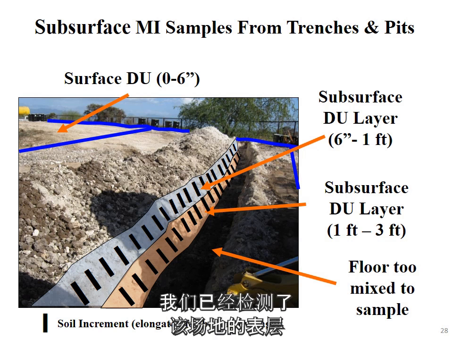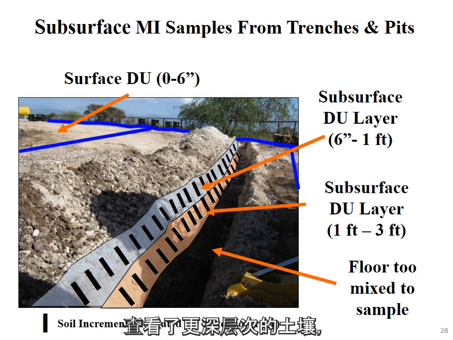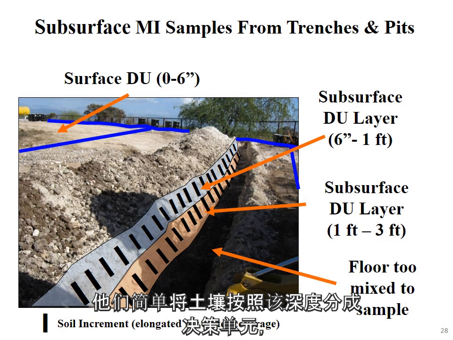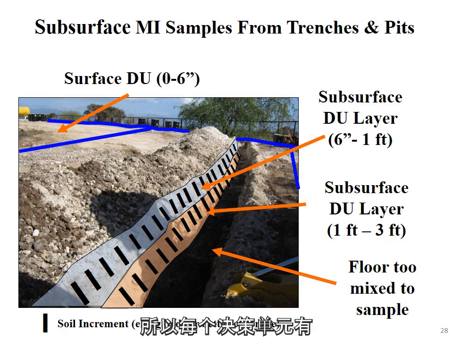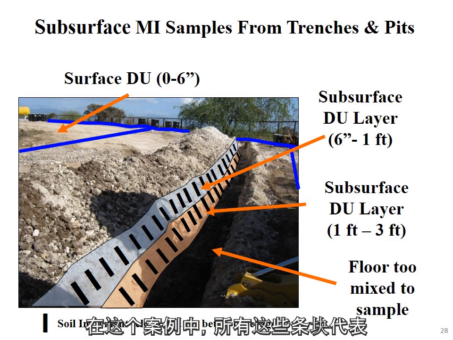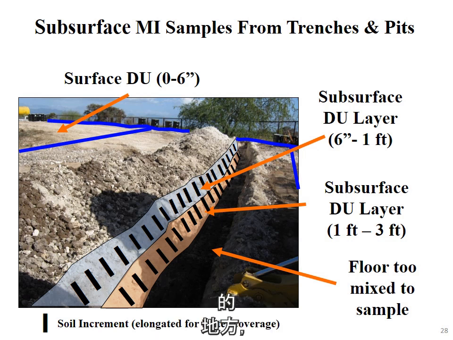We'd already tested the surface of this site for arsenic and dioxins in particular. So as they were opening up the trenches to look at the deeper soil, we had data for 0 to 6 inches. They simply split the soil up into decision unit layers at depth. So each decision unit would have several layers associated with it. Each layer would get its own multi-increment sample. In this case, all these bars represent where small bits of soil, 30, 50 grams or increments, were collected along the edge of the trench, combined into a single sample.